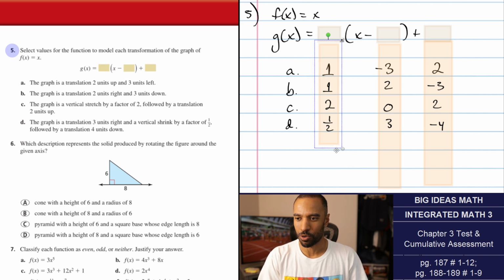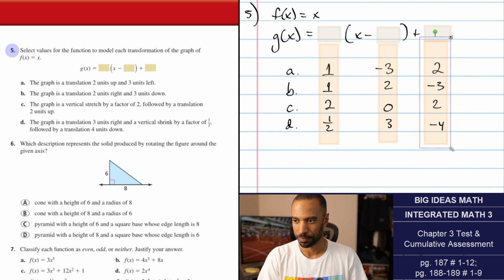I'm not writing them as full equations. I hope that's okay. They said find the numbers that go there, not write the equations for them. So that's what I'm doing, just filling them in.